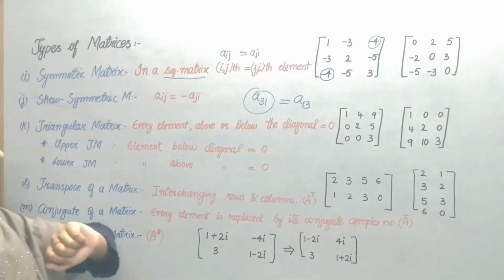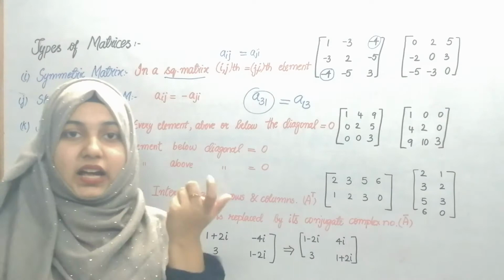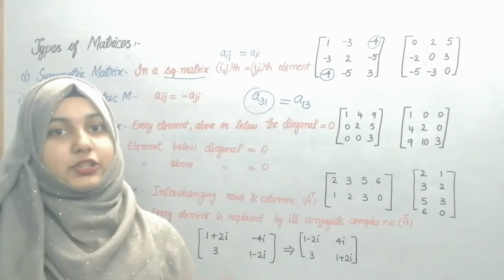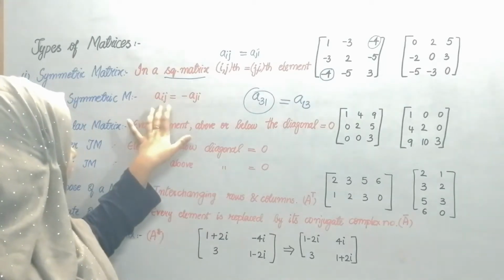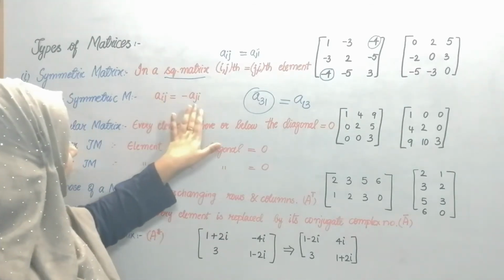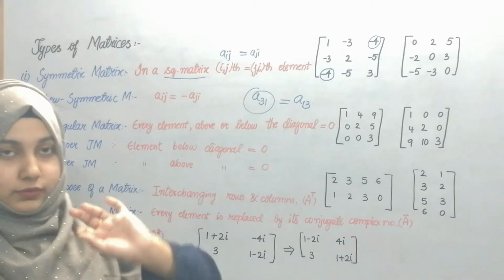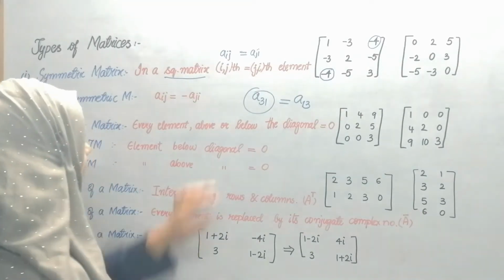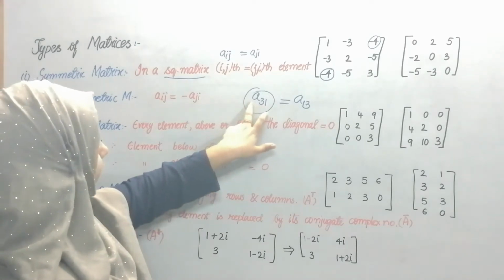Same thing in a skew symmetric matrix. In a square matrix, the (i, j) term should be equal to minus of the (j, i) term. There should be a minus here. Okay? The (i, j) term should be equal to minus of a of ji. Okay? The (j, i) term. Clear? Let's check.